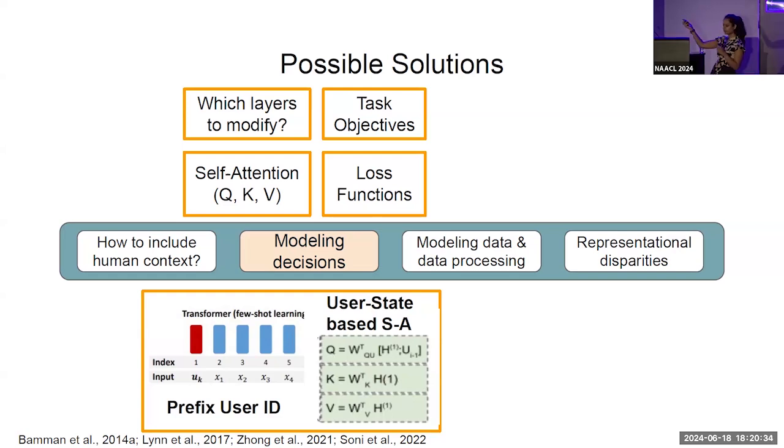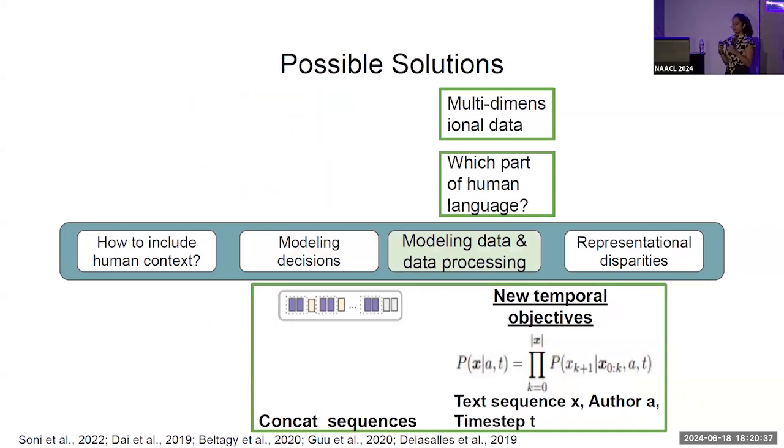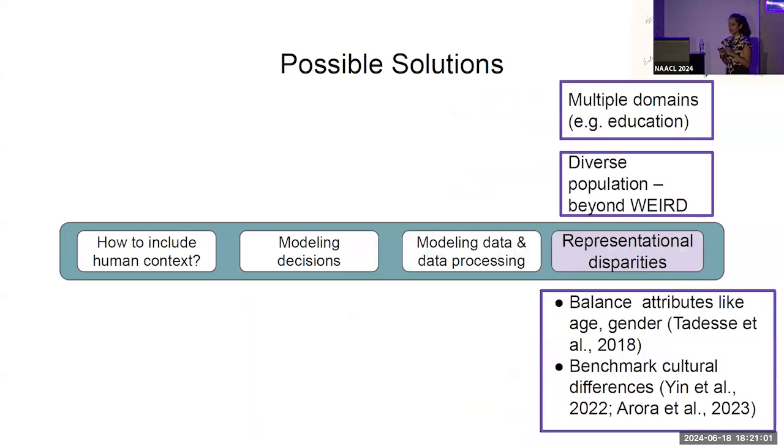Next, to process all the text from a user together, existing long context problem solutions have been employed, which induces a human processing of the text sequences at the user level. Or devising new temporal objectives, like predicting the next word, given the previous words, and a timestamp. Lastly, we must continue to build on balancing attributes like age and gender and benchmarking cultural differences, which helps us make informed decisions as to when a model can be used in a particular setting.